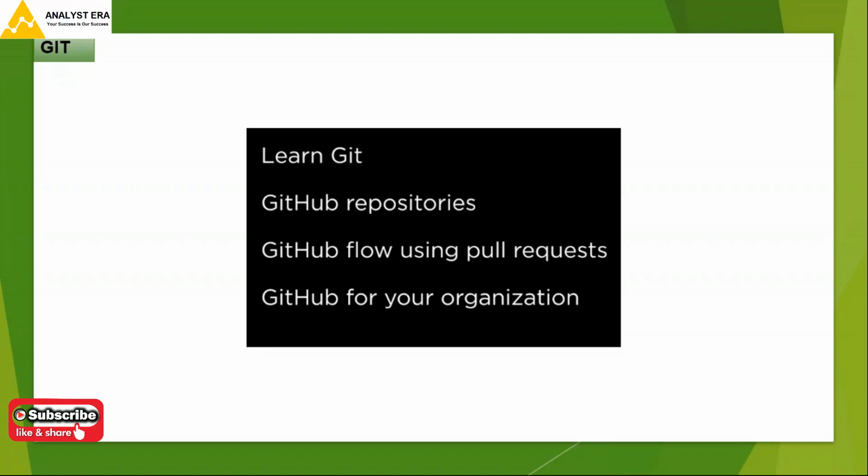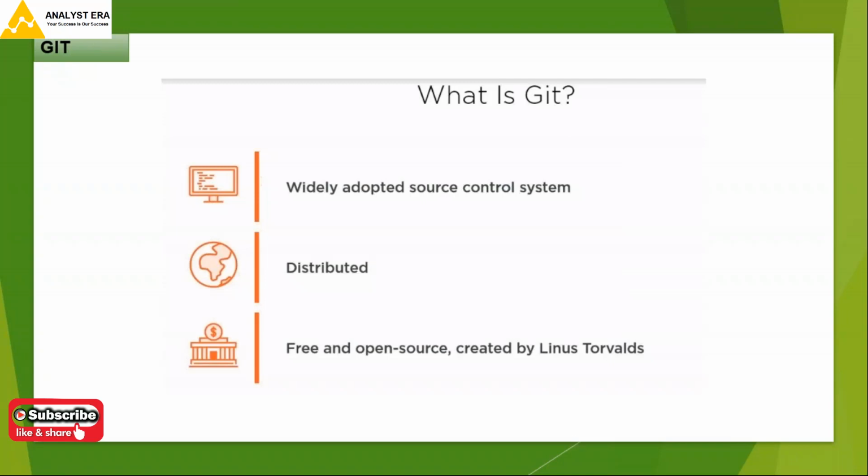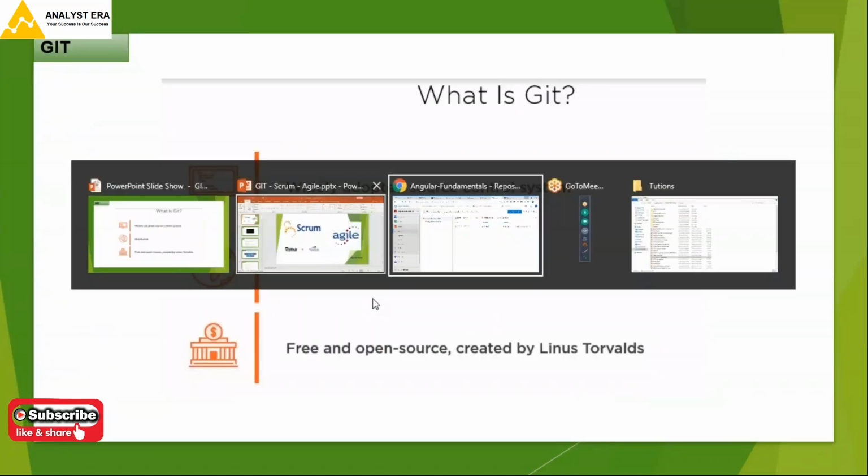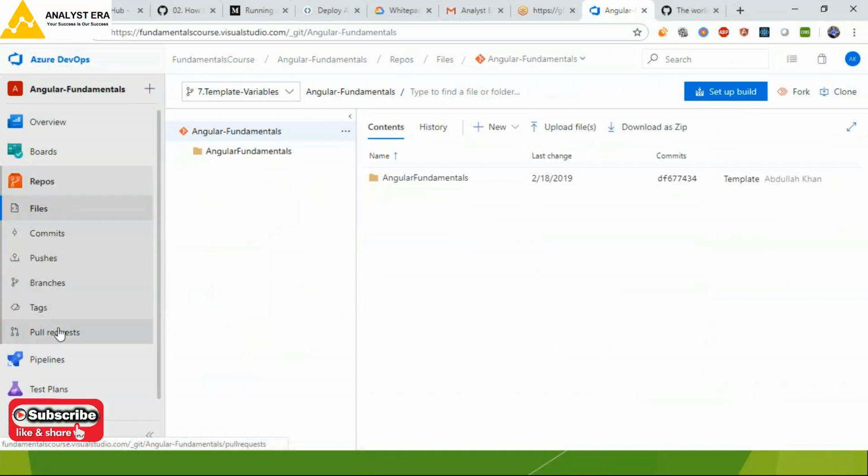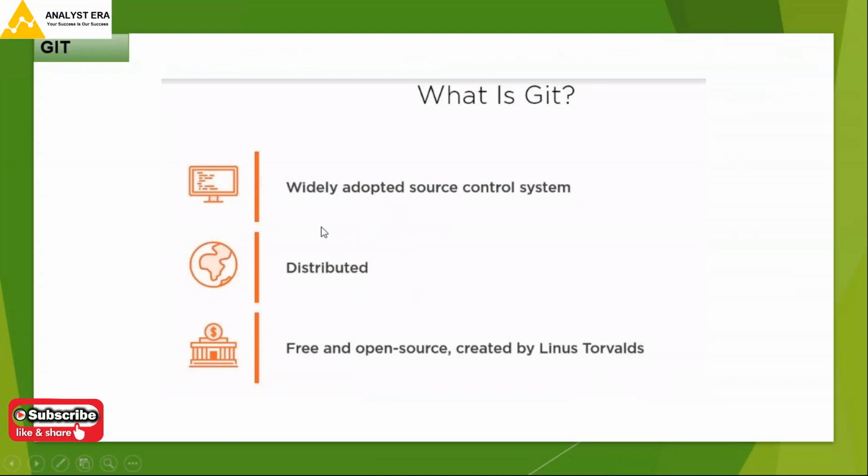So let us look at what Git and GitHub are all about. We'll see what Git is, what GitHub repositories are, what a GitHub repository pull request means, and what GitHub is for your organization. We'll look at all different things. Initially, starting with what Git is all about, because all you see here in the repos is Git. Git is integrated within the Azure DevOps portal. That's why it is all the same terminology we will look at.